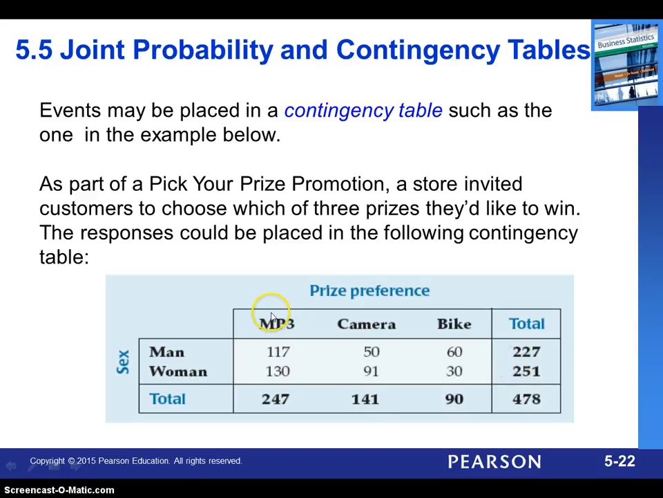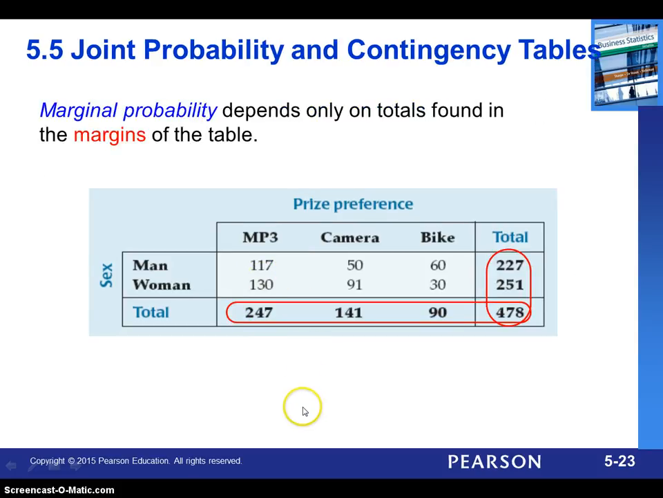Now, if we look at the columns going from top to bottom, if we look at MP3 player, we can break it out into 117 men and 130 women who wanted MP3 players, so the total number of people who want MP3 players is 247. So these numbers on the bottom are the addition of the columns going top to bottom. Those totals, this bottom row and this rightmost column, form the margins of the table.